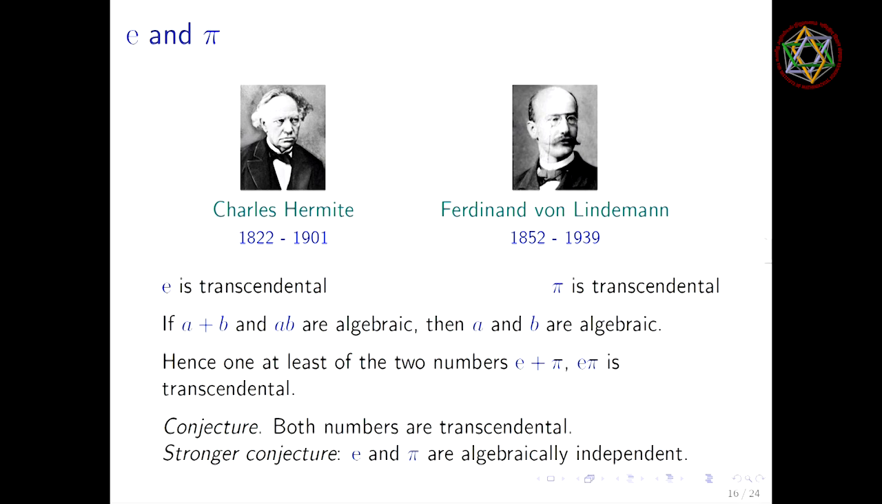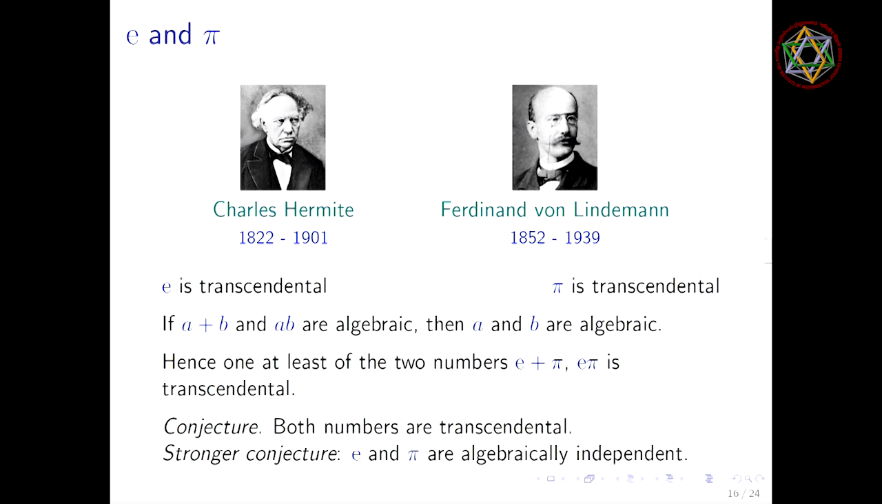Among the results which are known on transcendental numbers, there is the fact that e is transcendental, which was proved by Hermite in 1873, and the fact that pi is transcendental, which was proved by Lindemann in 1882. Now there is a remark: if you have two numbers a and b, and if a plus b and ab are algebraic, then a and b, both of them, are algebraic. This is just because they are roots of the equation x squared minus sx plus p, where s is the sum and p is the product. So if both numbers are algebraic, then a and b are algebraic.